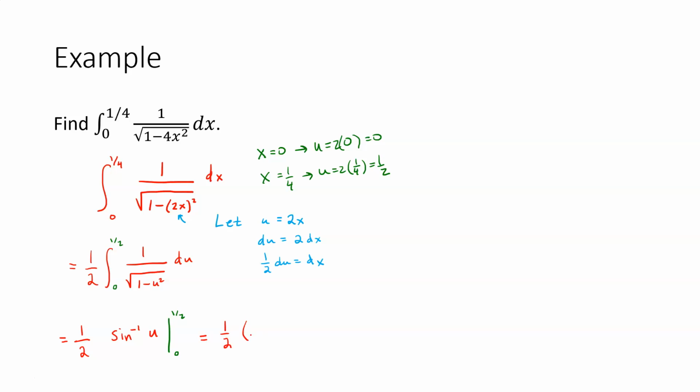So it'll be sine inverse of 1/2 minus sine inverse of 0. And if we remember, for sine inverse of 1/2 we want to think what angle would give us a sine value of 1/2. I think that would be pi over 6. And then sine inverse of 0 would be 0, since sine of 0 is 0. So our answer here would be pi over 12.